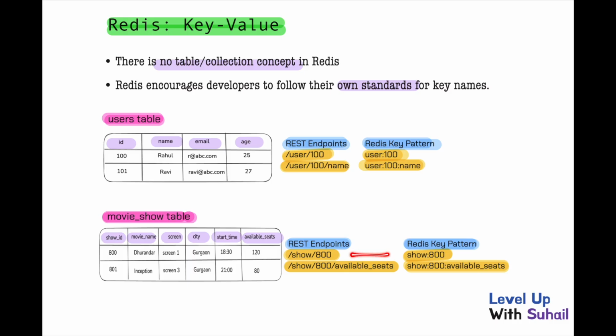To create these in Redis, we will follow the same pattern: show:800 and show:800:available seats. With this key, the application can simply fetch the value corresponding to this key and directly return the value to the front end, and then the front end can see whether the seat can be allocated or the movie can be booked or not. So this is the practice which we need to follow.